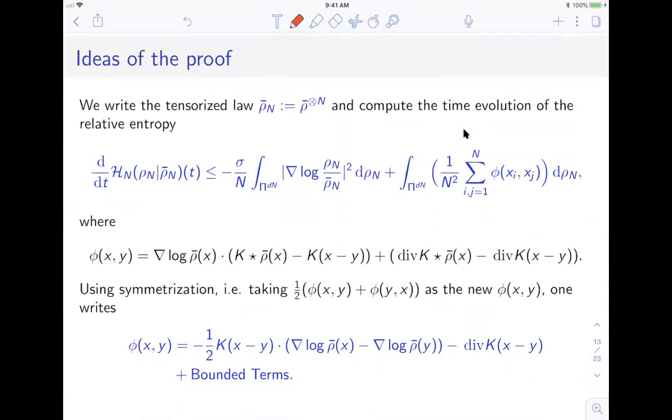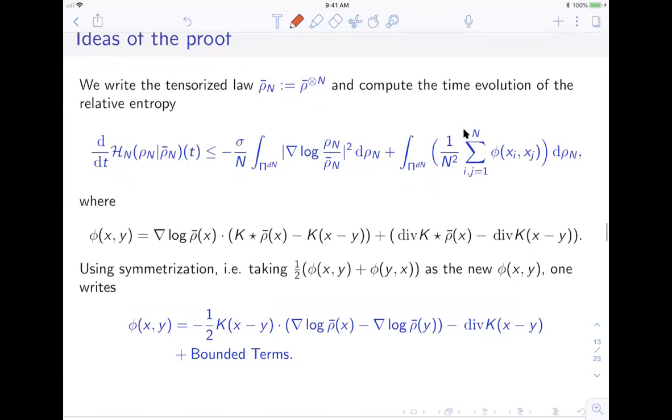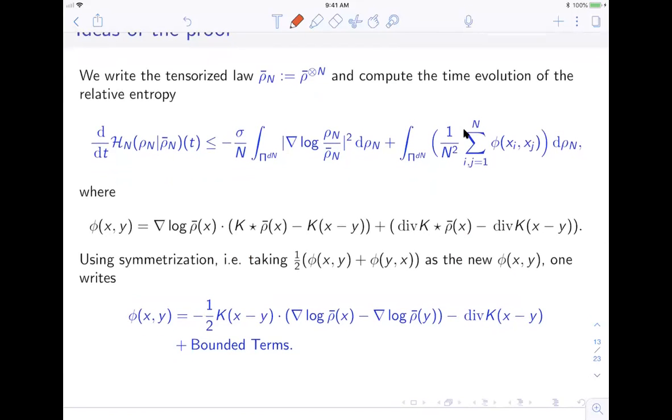So the basic idea: as I said before, the proof of the theorem is very easy. We just derive the evolution of the relative entropy. So this is the form, and phi here equals this. Let's assume for simplicity that this equals 0, that is, let's assume divergence free. What we really need to control is this term.